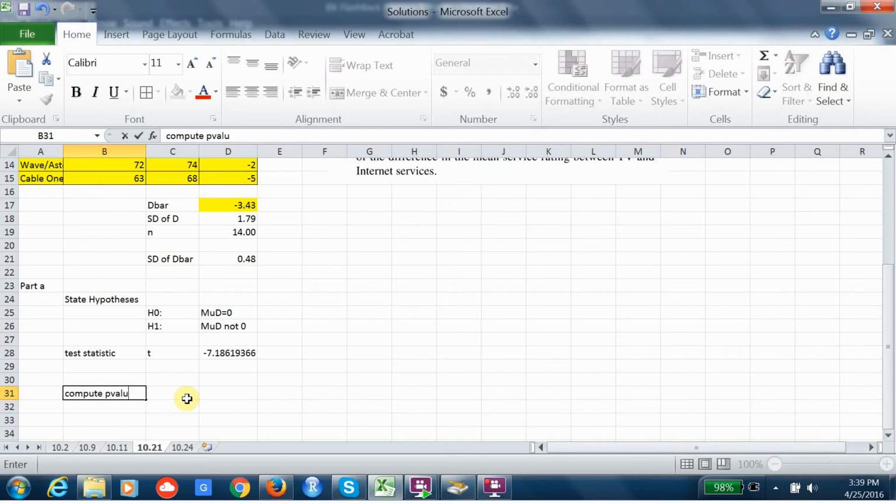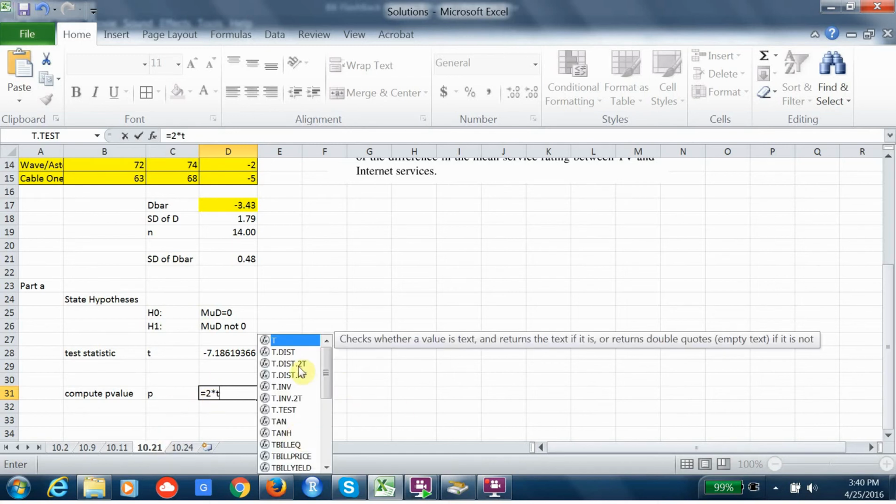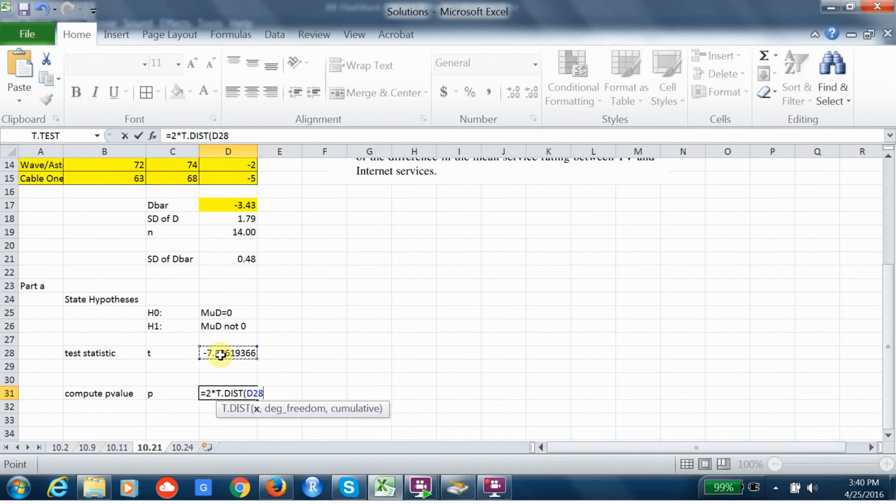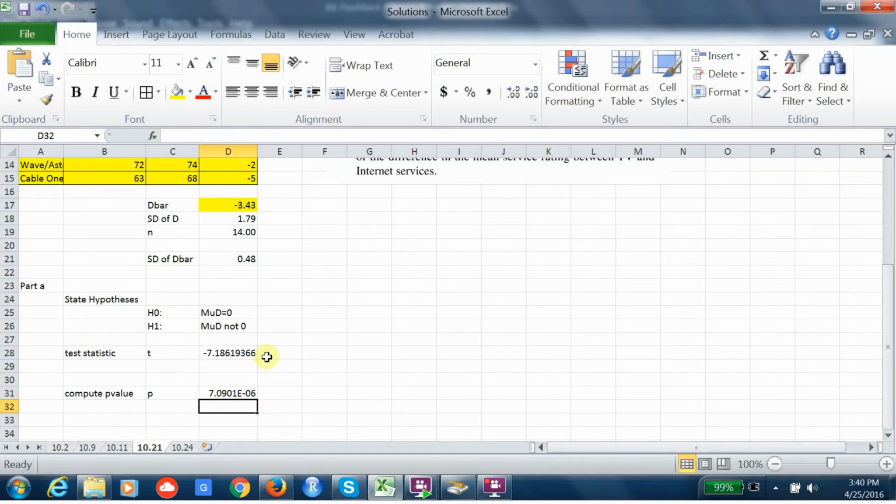Now I'm doing a two-tailed test with a negative test statistic, so I'm just going to say twice t dot dist. I'm putting the 2 here because I'm doing a two-tailed test, and I'm not putting a 1 minus because t is less than 0. So I'm looking at the percentile or the lower tail. My degrees of freedom are going to be n minus 1. So it's this minus 1. I'm looking at the cumulative. And there's my p-value. It's extremely small, right?